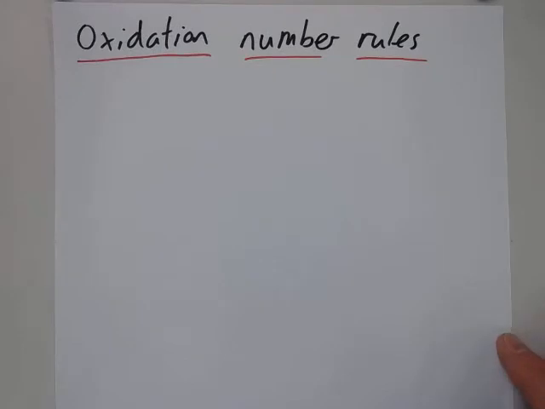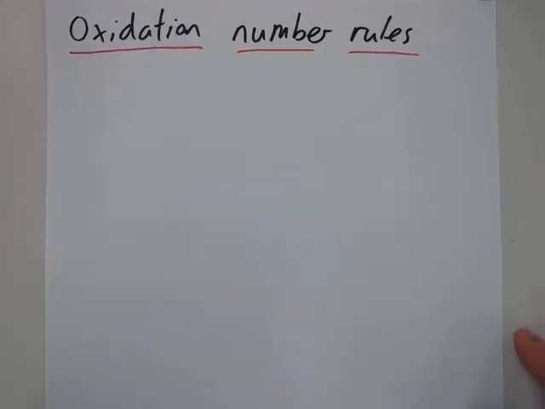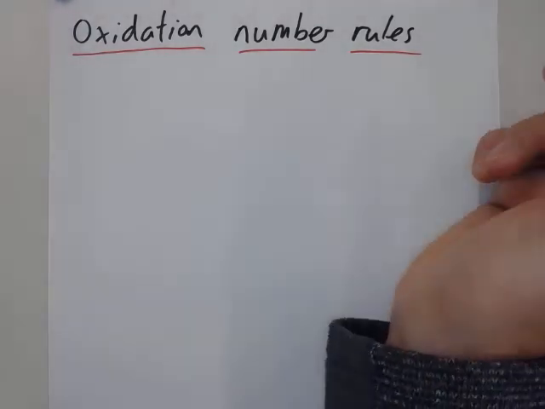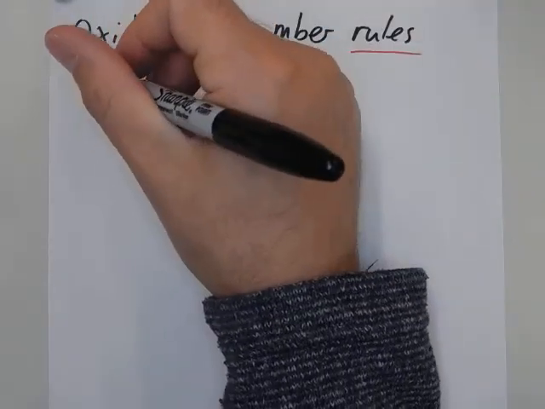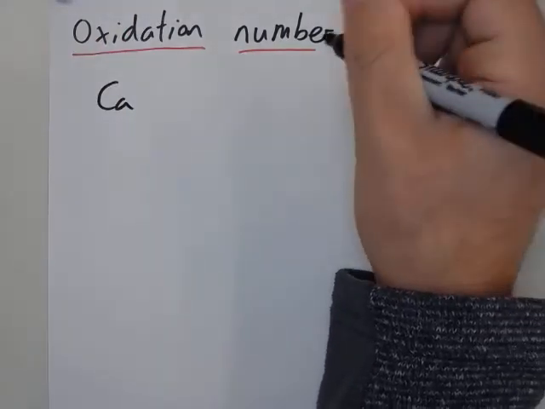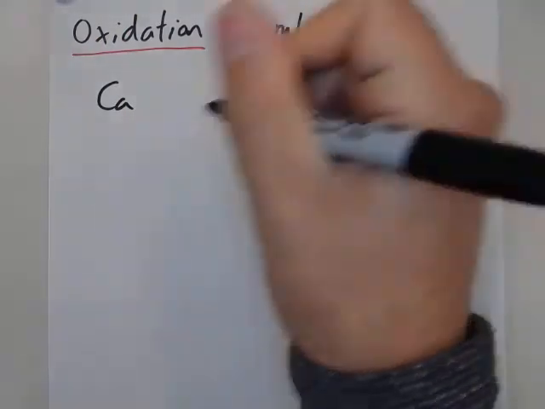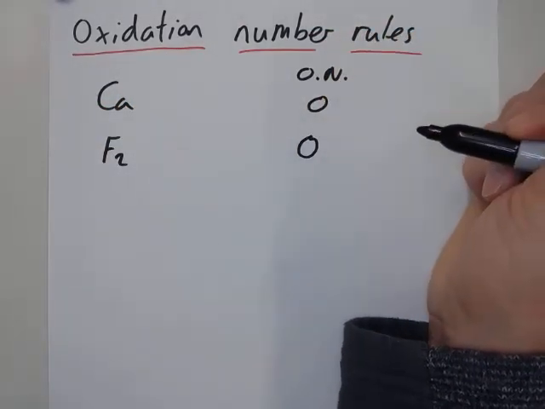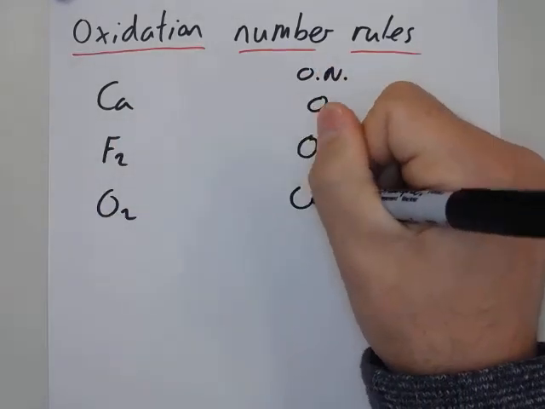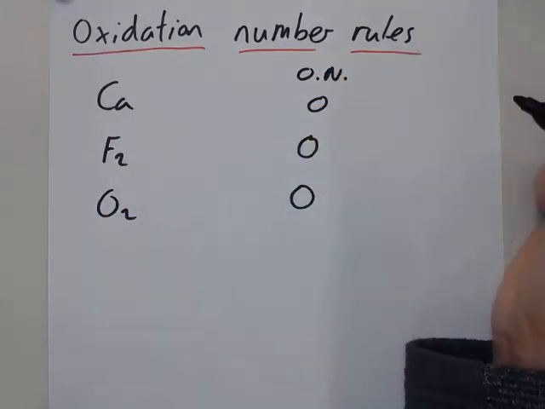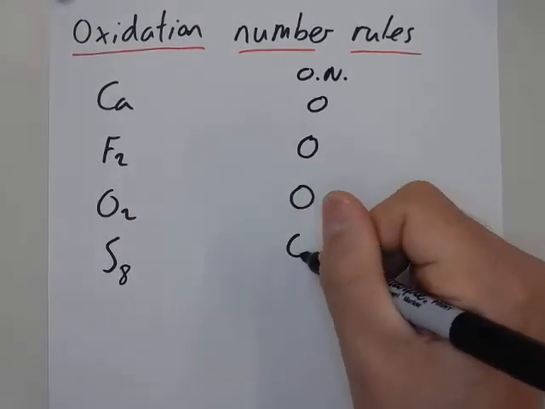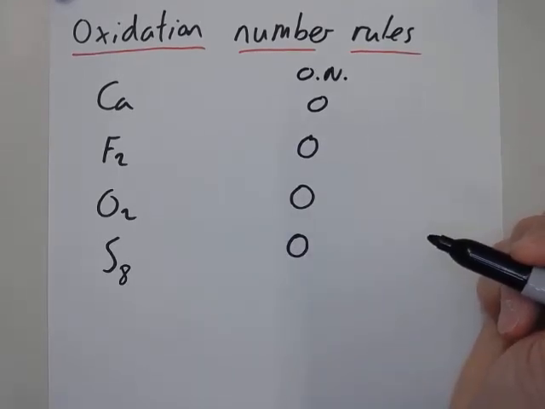So, with oxidation numbers, there are rules that you have to follow in order to make them work. The first rule is that all elements have an oxidation number of 0 because they're not bonded to anything. So, if you take calcium just by itself, its oxidation number will be 0. If you take fluorine, which is diatomic, its oxidation number is 0. Oxygen, 0. You get the idea. So it doesn't matter if it's a metal, a non-metal like sulfur, or if it goes around in molecules like sulfur does, its oxidation number will be 0.